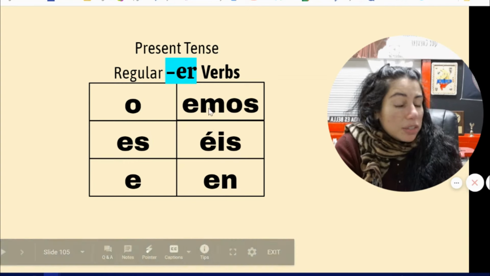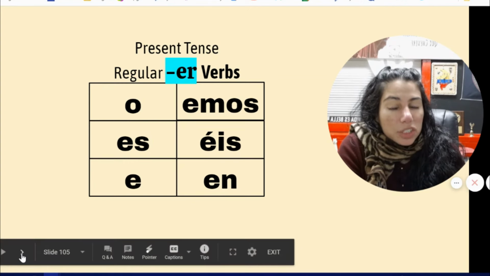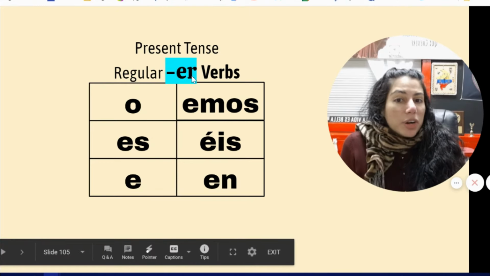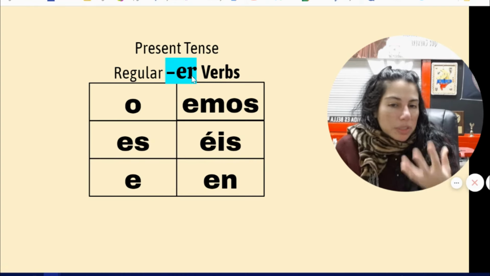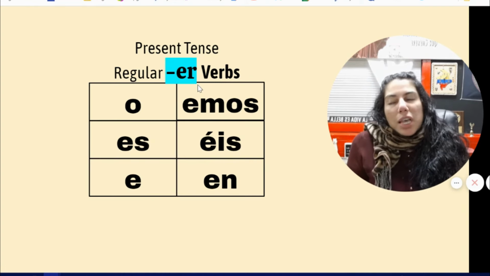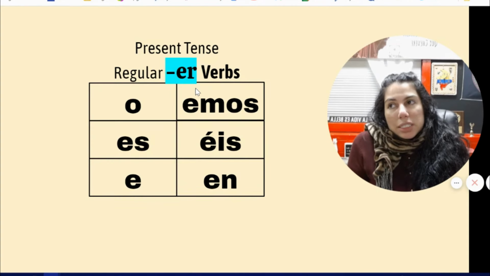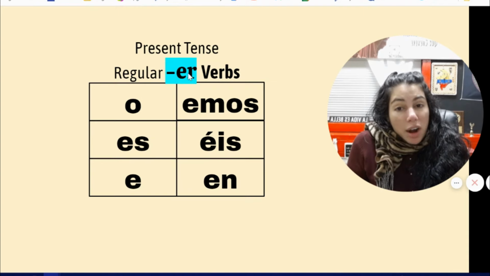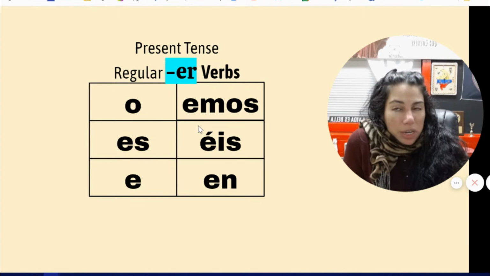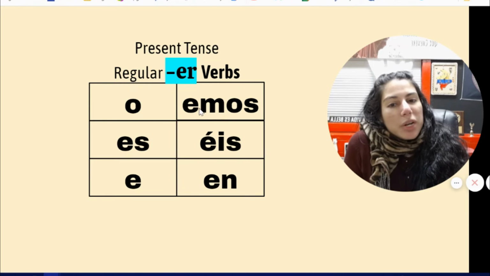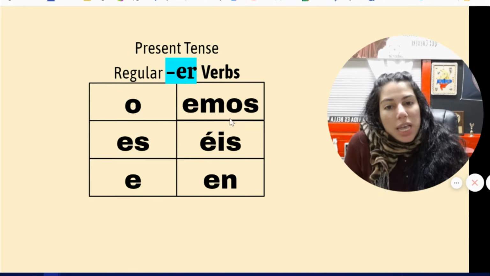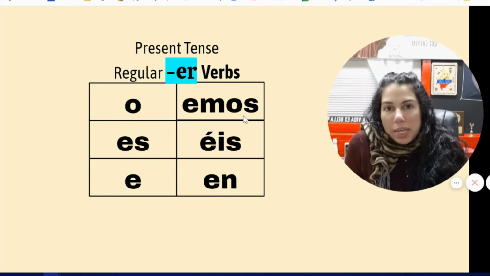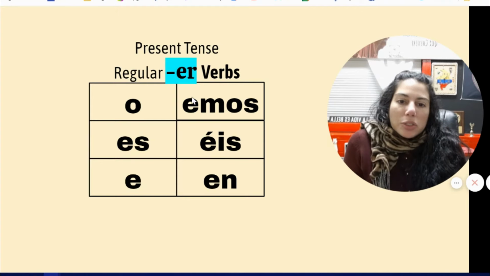This one is for ER. So ER, these are the endings for each subject pronoun. For example, the verb comer, which is an ER verb, means to eat. If I want to say we eat at Chick-fil-A, I have to drop off the ER because I'm going to conjugate it, and it's we, so I have to put EMOS. So I would say, nosotros comemos en Chick-fil-A. We eat at Chick-fil-A. So that's what that means.